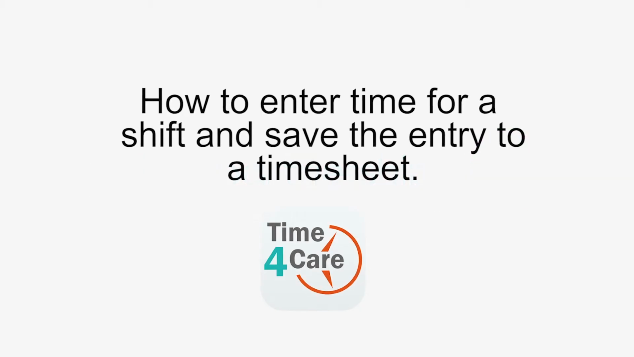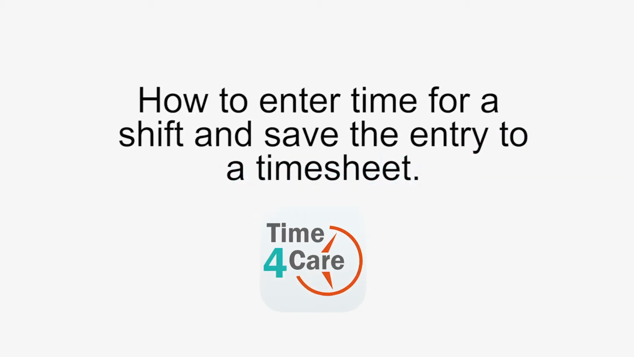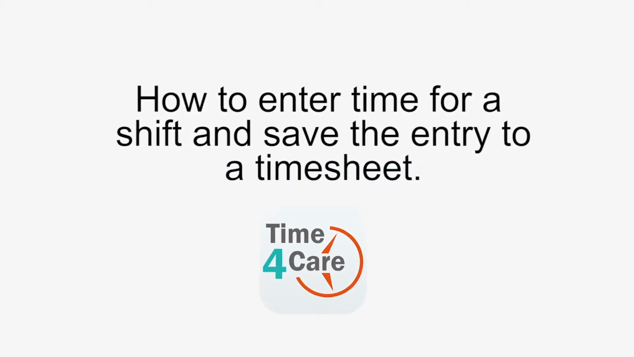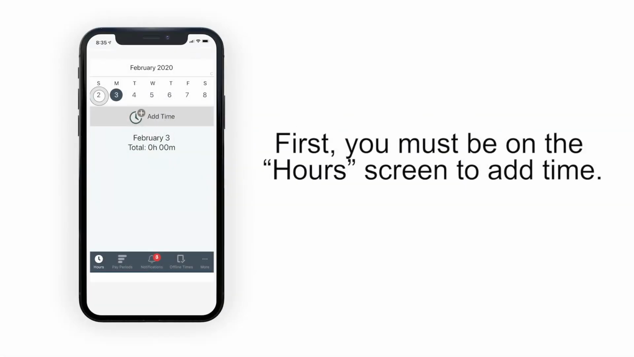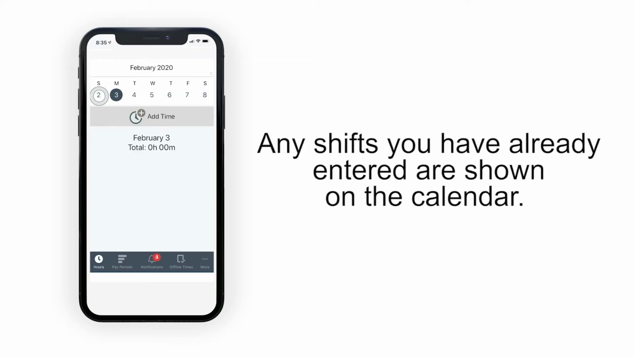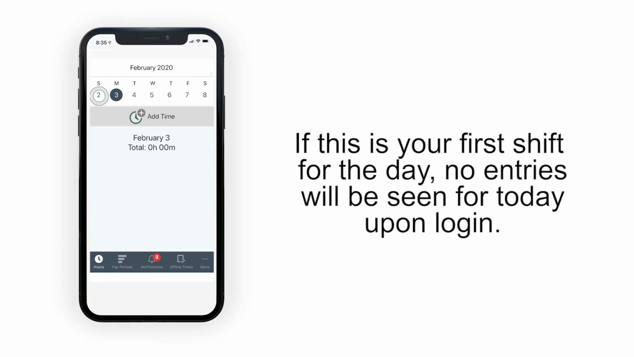In this segment, workers will learn how to enter time for a shift and save the entry to a timesheet. First, you must be on the hours screen to add time. Any shifts you've already entered are shown on the calendar. If this is your first shift for the day, no entries will be seen for today upon login.